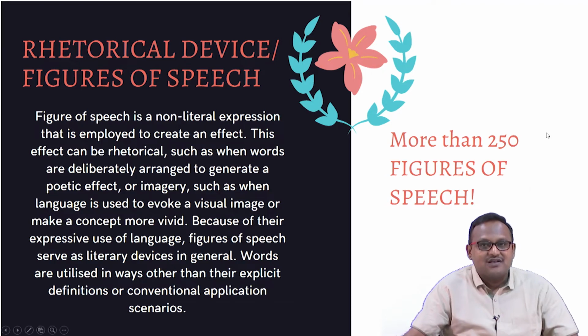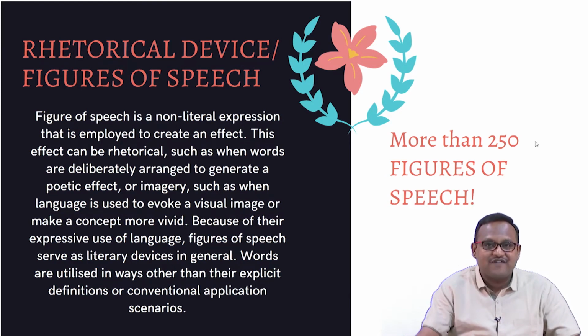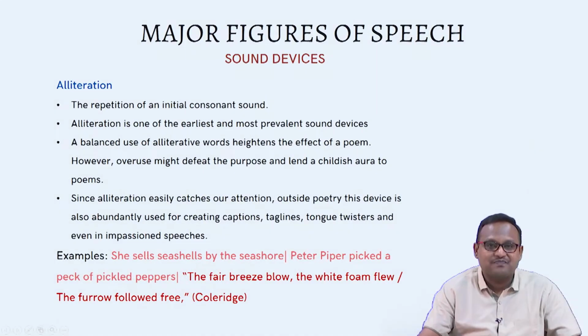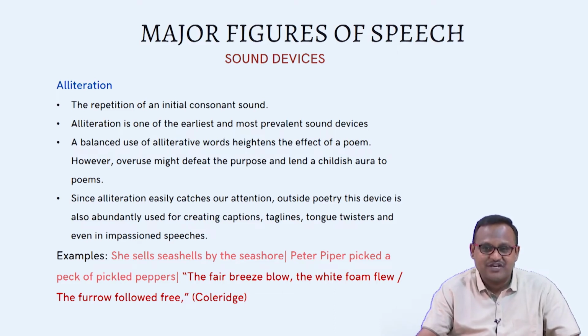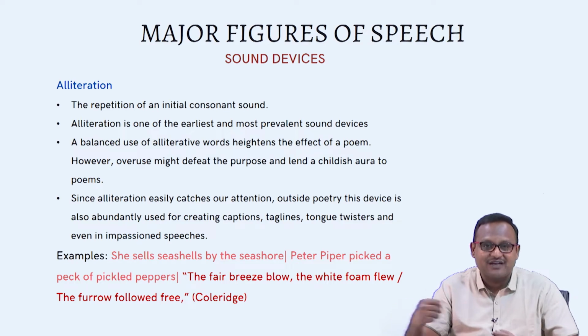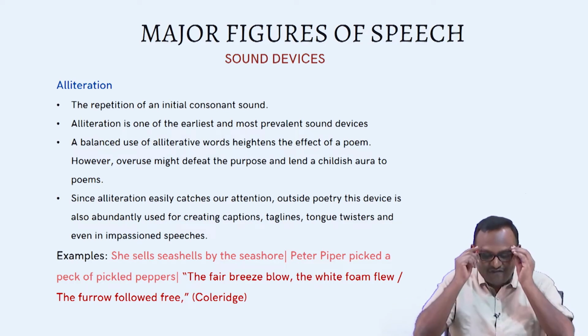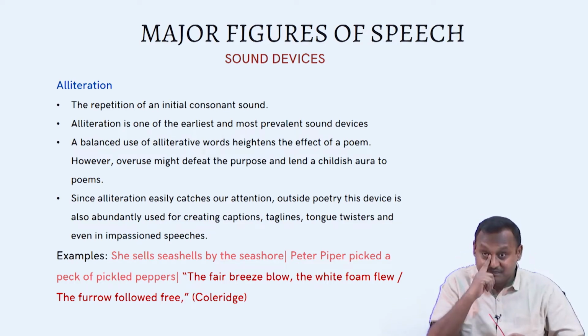All right. Here comes our first figure of speech. It is called alliteration. Before that, for the sake of convenience, we can subdivide figures of speech into various types. These can be called sound devices. In other words, figures of speech that deal with the component of sound can be called sound devices. As part of that, alliteration is our first sound device.